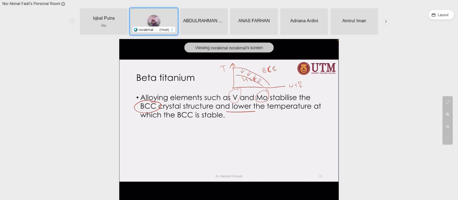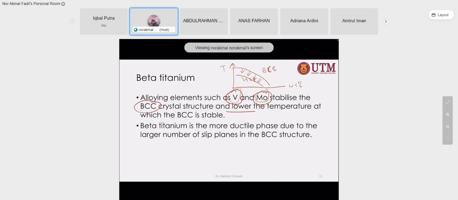So you can have the ductility for any purpose, for example, for processing purposes, at lower temperature, so that you can save time. Maybe the application of beta titanium is only focused at lower temperature, so you require some processing method and need these soft properties. To obtain soft properties, you don't need high temperature, because adding vanadium and molybdenum lowers the temperature limit for changing from HCP into BCC crystal structure. So beta titanium is the more ductile phase due to the larger number of slip planes in the BCC structure. This titanium alloy has excellent formability and can be easily welded.